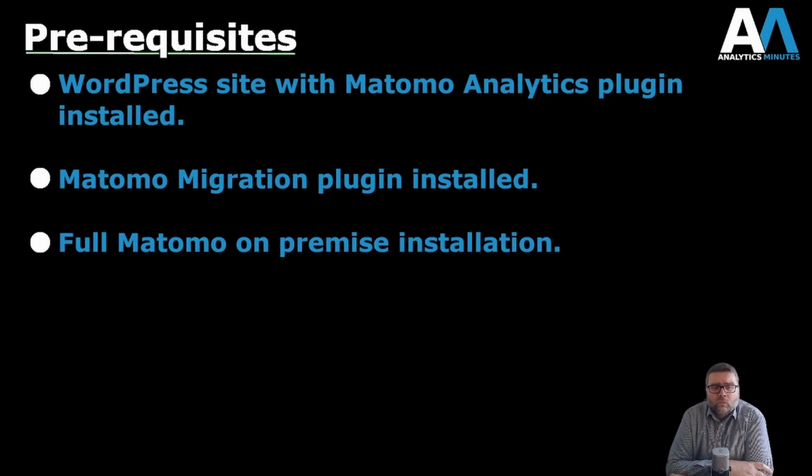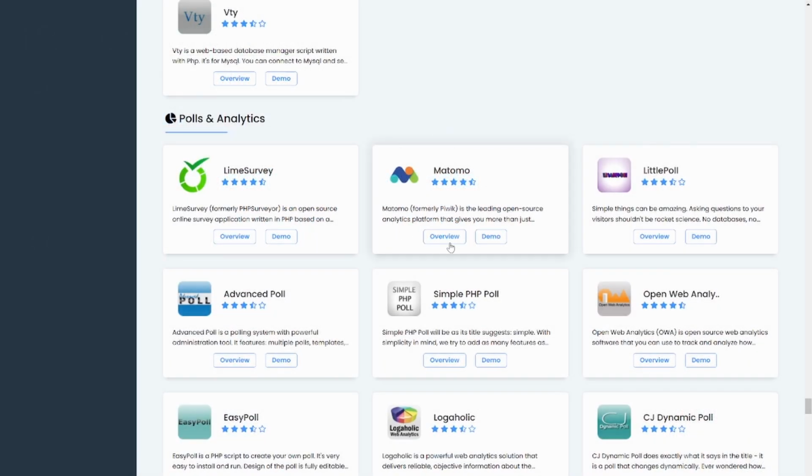So you also need a full Matomo on-premise installation, so the data's got to go somewhere. We can't just export it into a file and pass it on to somebody. It's got to go from your WordPress onto a Matomo full installation. Most shared hosts will have an installer page where you can go through and just install Matomo.